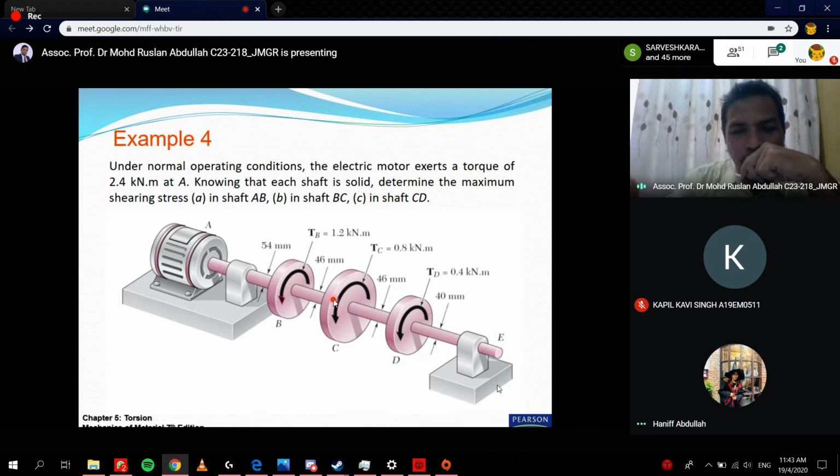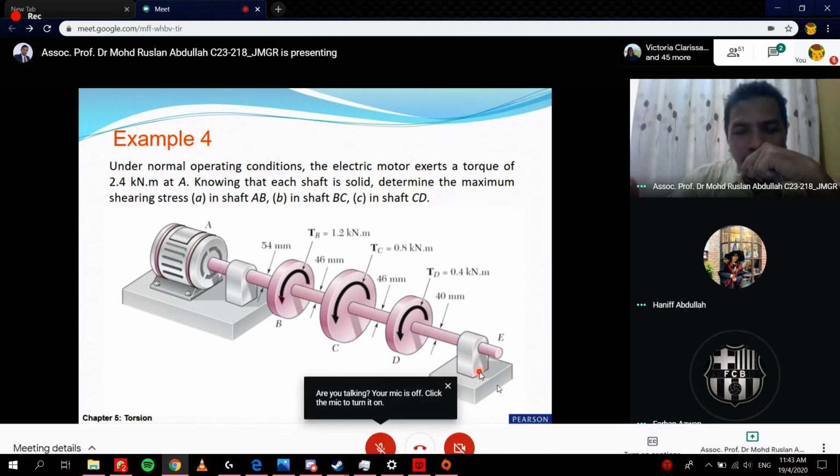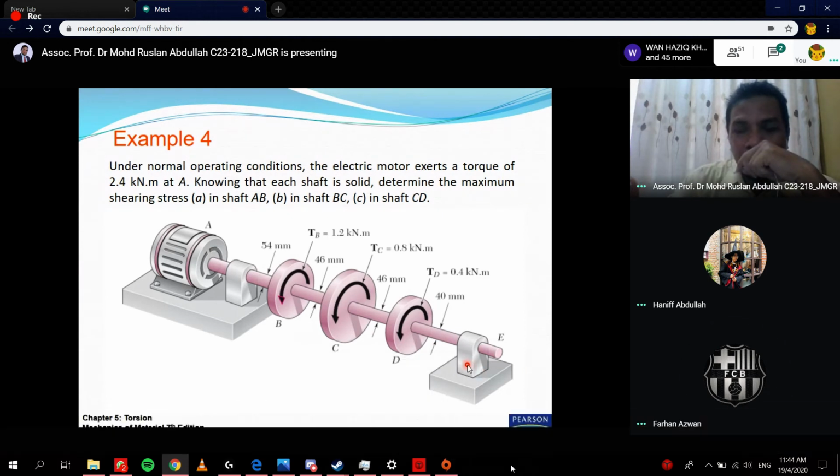Between B and C, what is the net torque? Between B and C, 1.2. C and D, 0.4. Yes, correct. D and E, 0. What is the net torque between point D and point E? 0.